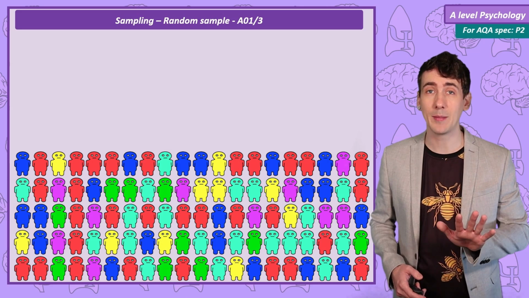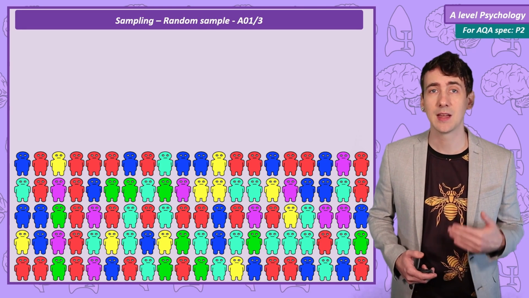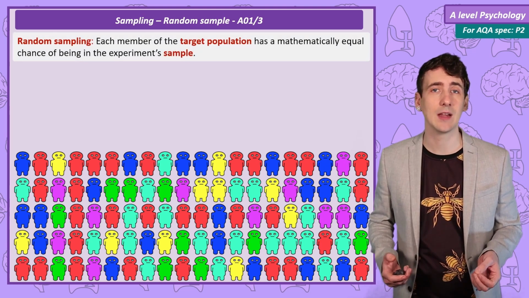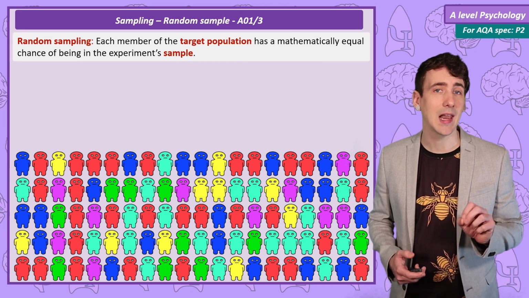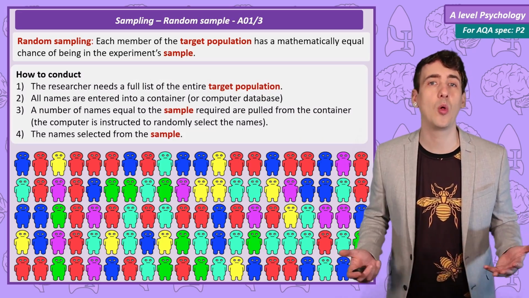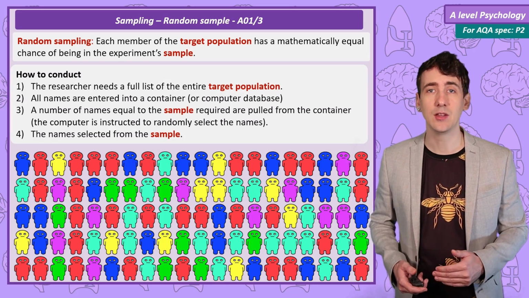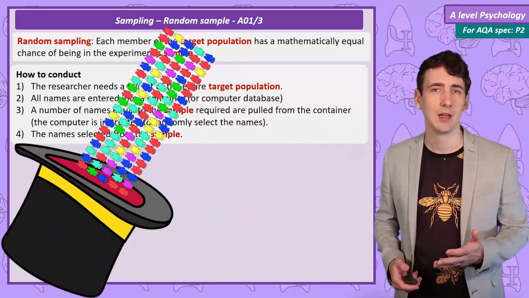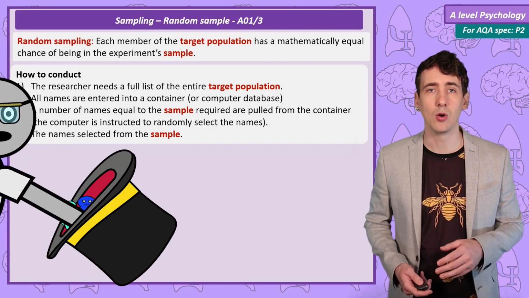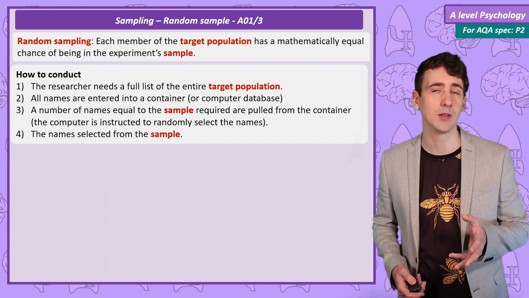Now, it's not just grabbing anyone to take part in your study. It's mathematically random. So everybody in the population has the same chance or probability to be selected as a member of the sample. A researcher first needs a list of all members of the population, and then use a method of selecting them randomly. So putting the names into a hat and drawing them out until they have a full sample, or giving each name a number and using a random number generator.